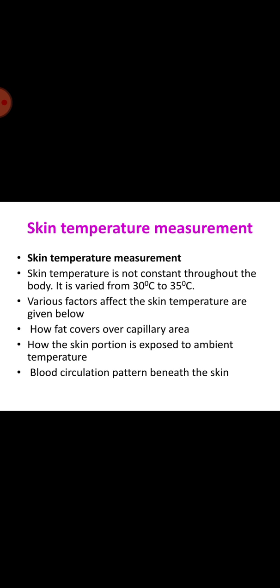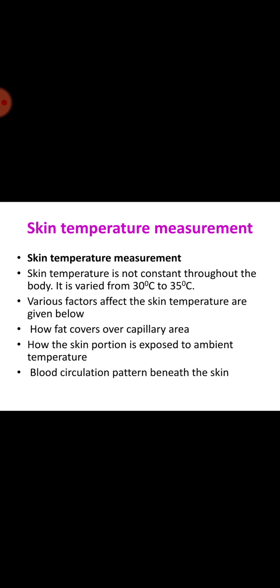And the second category is skin temperature measurement. Skin temperature is not constant throughout the body because it varies from 30 to 35 degrees Celsius. Various factors may affect the skin temperature, so let us see what the factors are that affect the skin temperature.